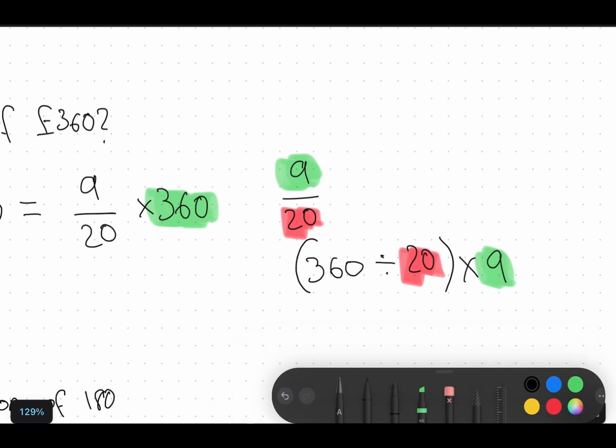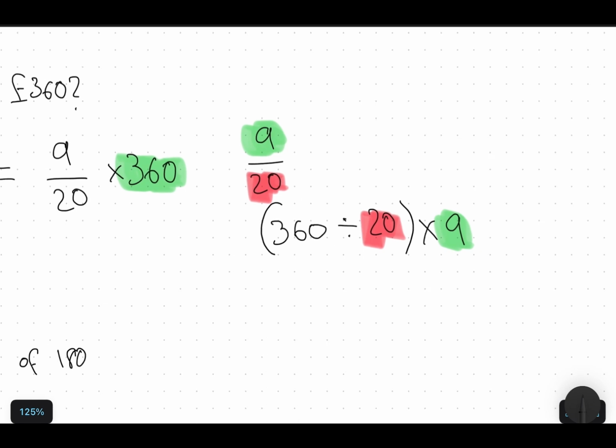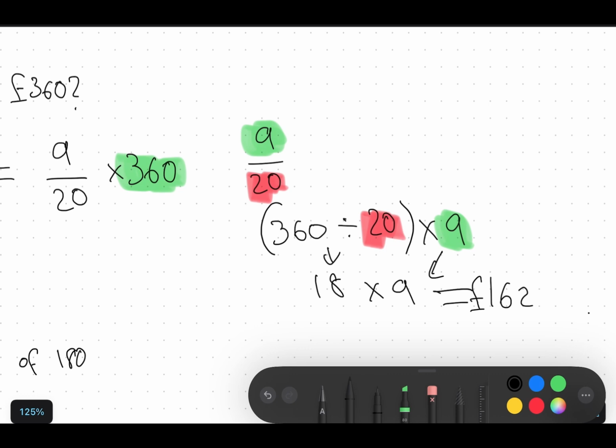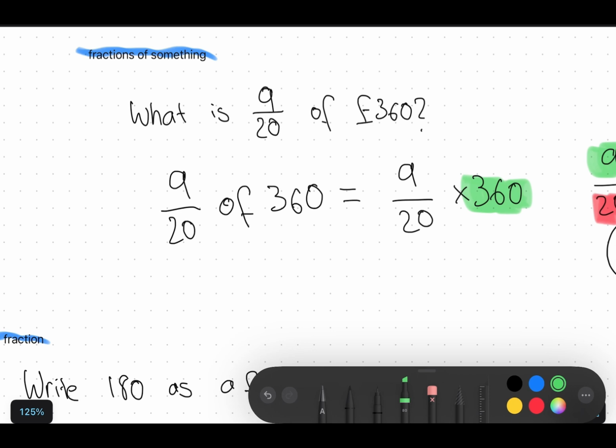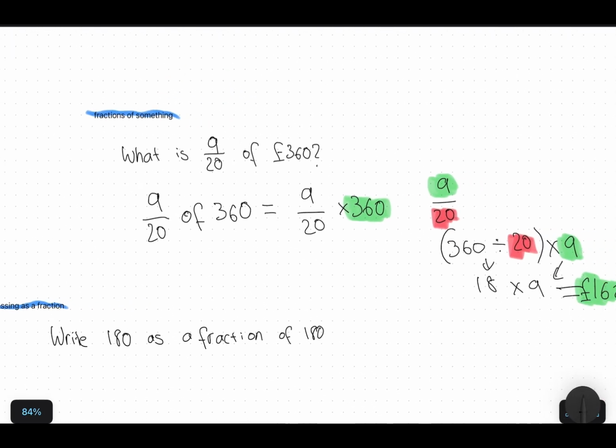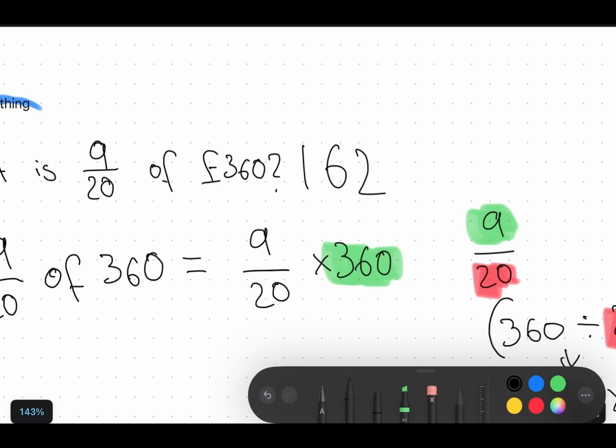So we have this formula. 360 divided by 20 is 18. So we get 18 times 9, because the 9 goes there. 18 times 9, well, that's easy. That's 162. We can put that in a calculator and we'll get 162. And that's our answer. So the answer to this question is 162.